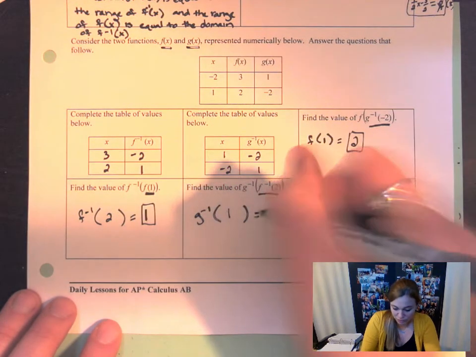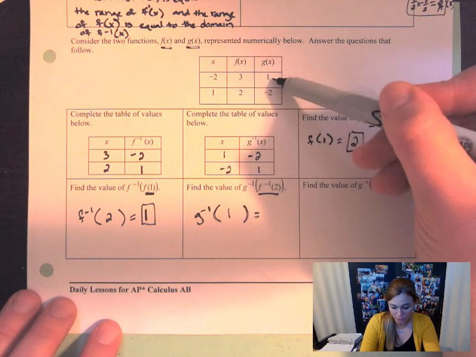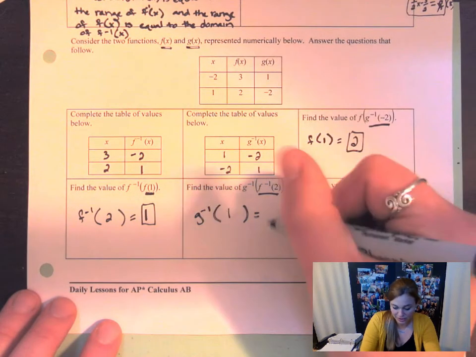Okay, g inverse of 1, I'm going to go up here, and instead of looking at my x value, I'm going to look at my y value. 1, I would get negative 2.